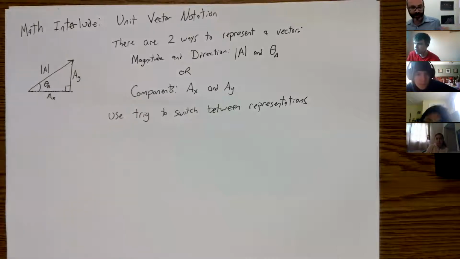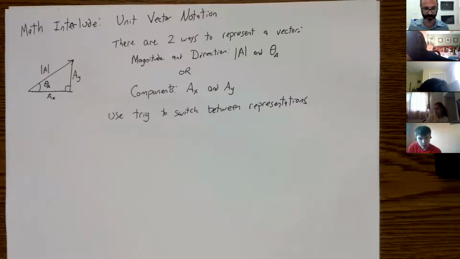Okay, so we haven't looked at the unit vector part of this yet, but it's important to know that any vector you can represent with two numbers, either the magnitude and the direction, or the x and the y components. And actually, it's possible for you to know any two of those. You might know the x component and the angle, and then you would still be able to figure out the other two.